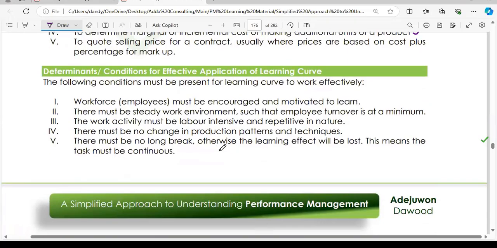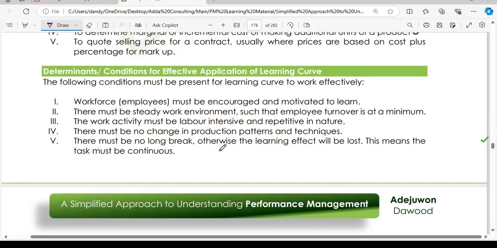Number four, there must be no change in production patterns and techniques. The mode of production will remain constant. The techniques that you use for production will remain constant. The method of technology is the same, it's not changing. Then number five, this is very important. For the learning curve to be effective, there must be no break, because once there is a break, the learning effect will be lost.